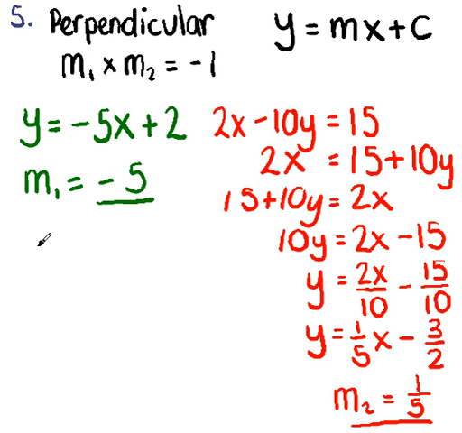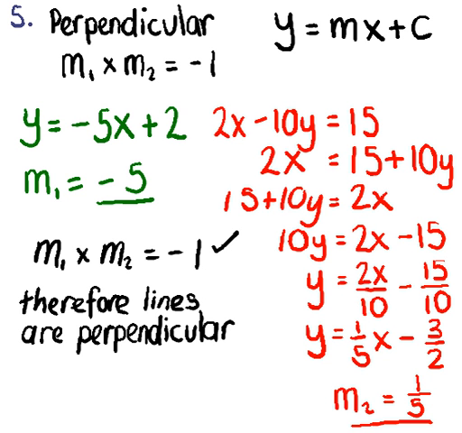Thinking back to the equation we were trying to satisfy, m1 times m2 equals -1. So we have -5 times 1/5, which does in fact give us -1. So therefore the lines are perpendicular. And that's our final answer.